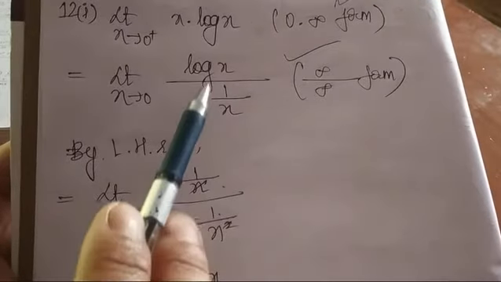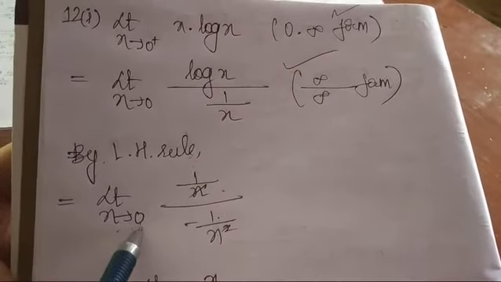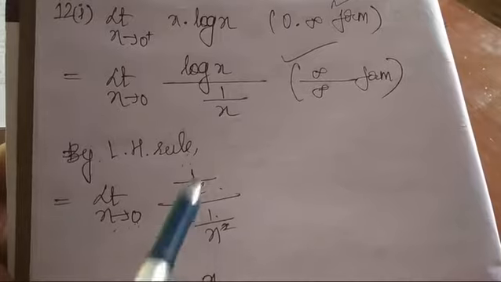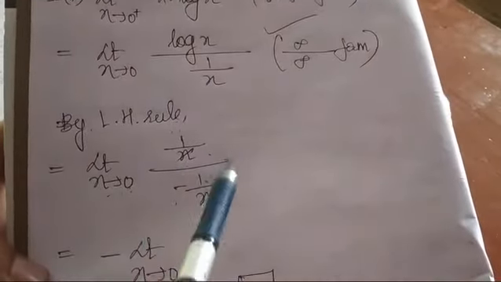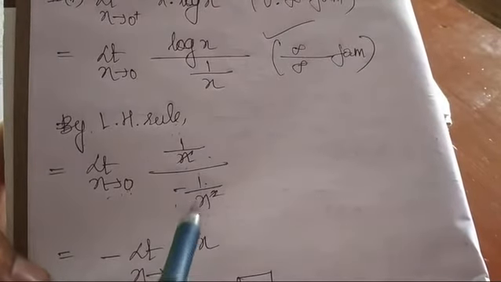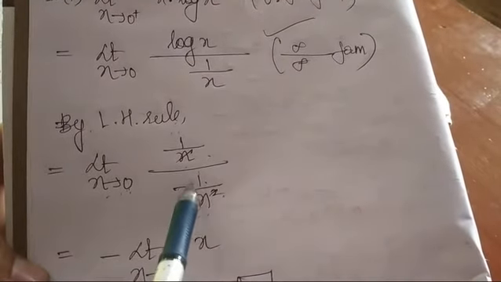So differentiating the numerator, limit x remains as it is. Differentiating the numerator is 1 by x. Differentiating the denominator 1 by x, it is x to the power minus 1. So minus 1, x to the power minus 2. Bring it down, it will be minus 1 by x square.